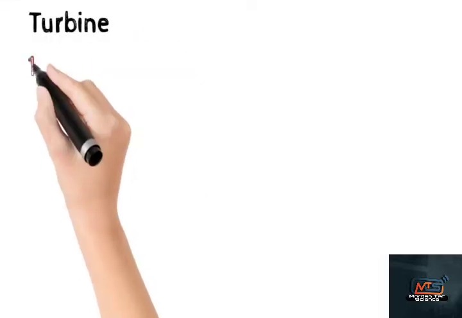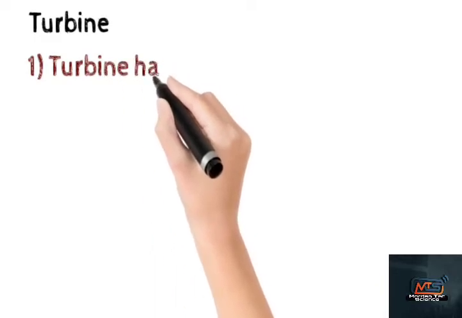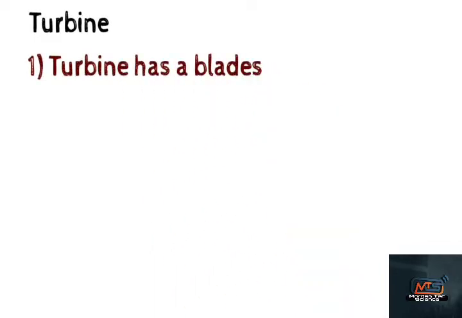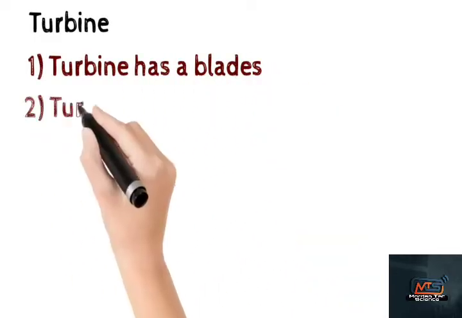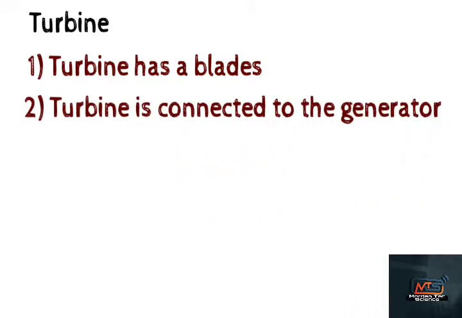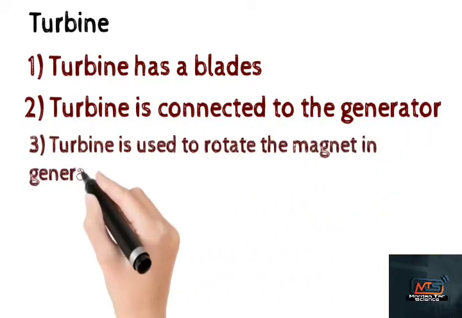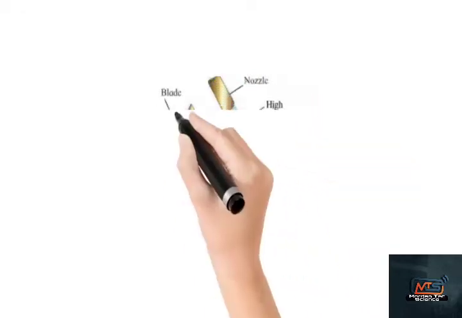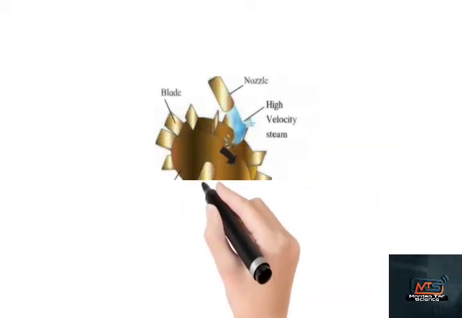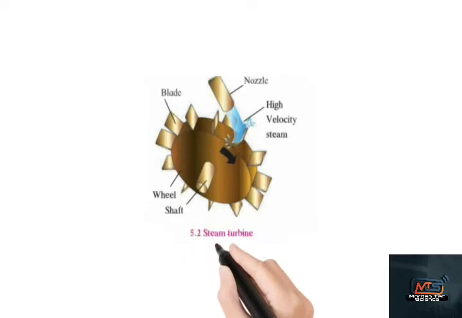Now the second important term we have is the turbine. First of all, a turbine has blades and the turbine is connected to the generator. The turbine is used to rotate the magnet in the generator. Here we have a sketch of a steam turbine which is connected to the generator with the help of the shaft. As high pressure steam falls on the blades, the turbine starts to rotate, and the magnet in the generator, which is connected to the turbine with the help of the shaft, also starts to rotate.